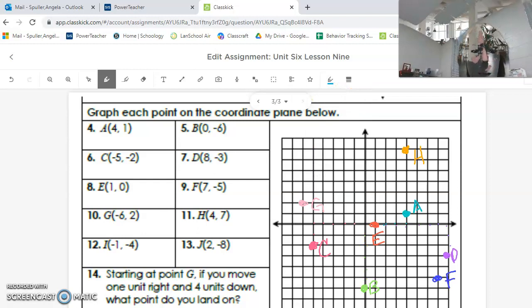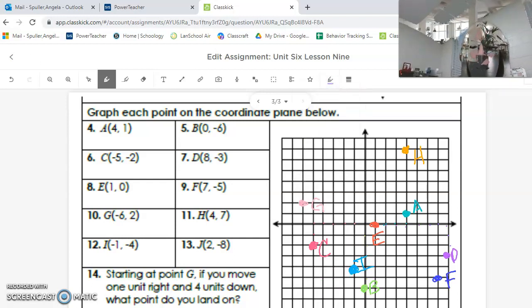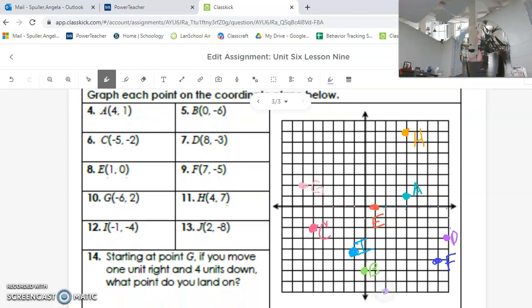Okay. I go over 1 and down 4 because they're both negative. So 1, 2, 3, 1, 2, 3, 4 would be right here. And that would be I. One more. Let's pick this one. J over 2. So 1, 2, and down 8. 1, 2, 3, 4, 5, 6, 7, 8 would be right here. And that was J.